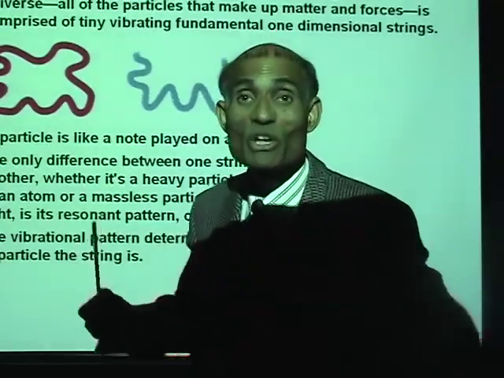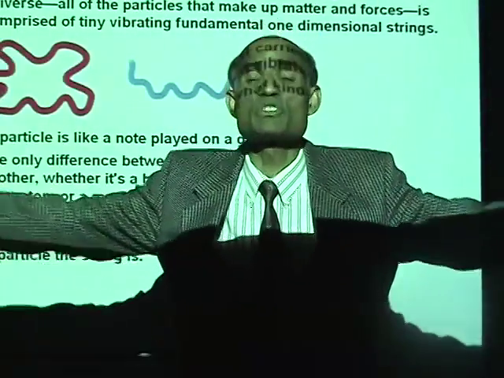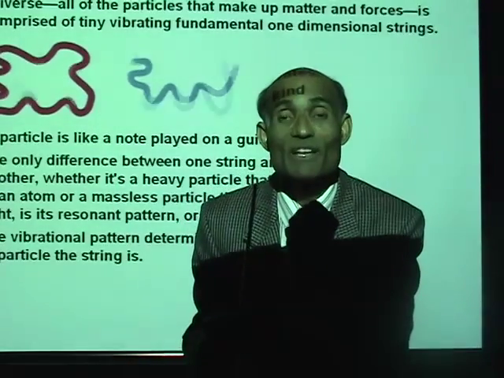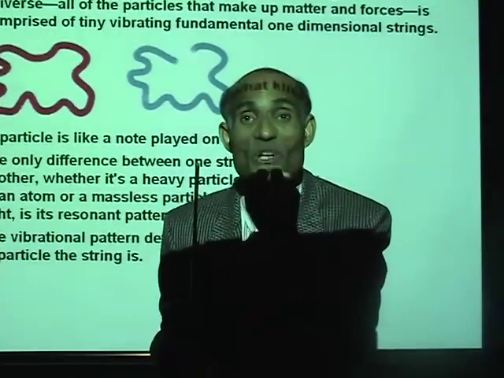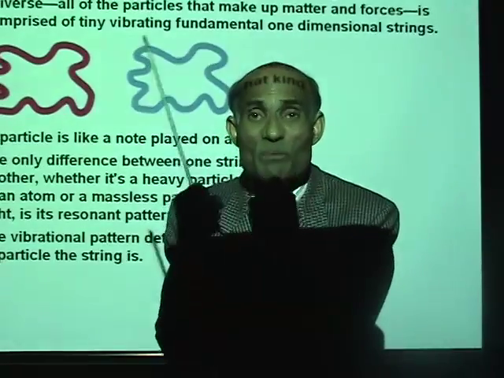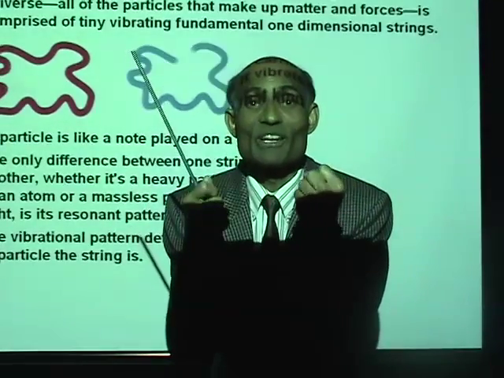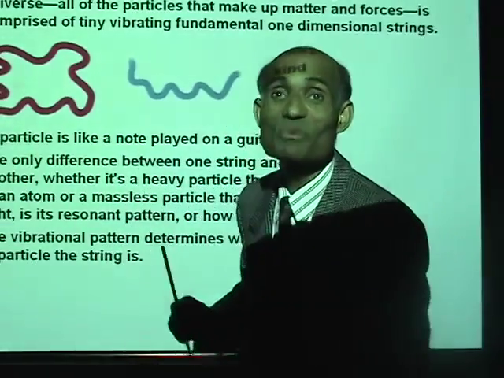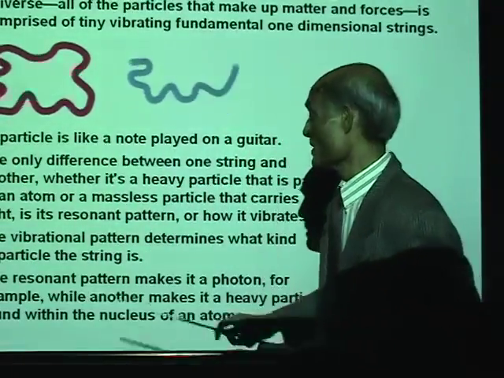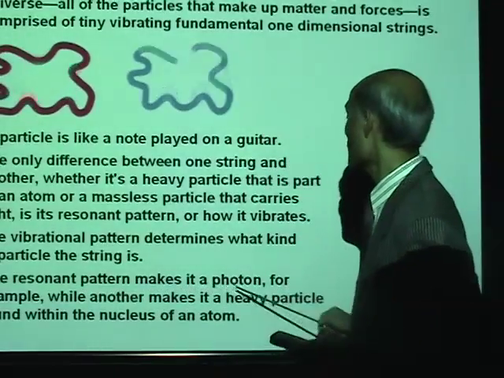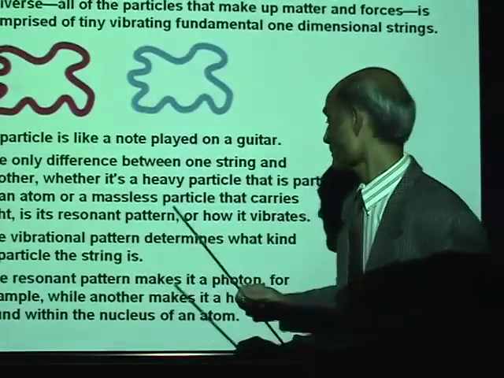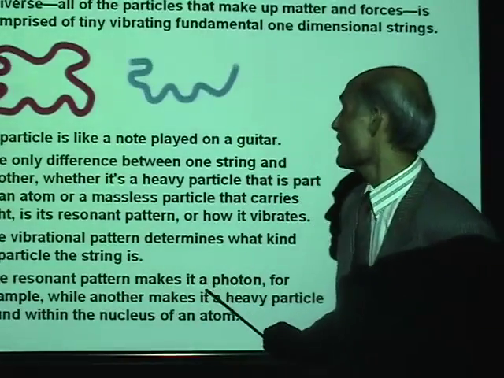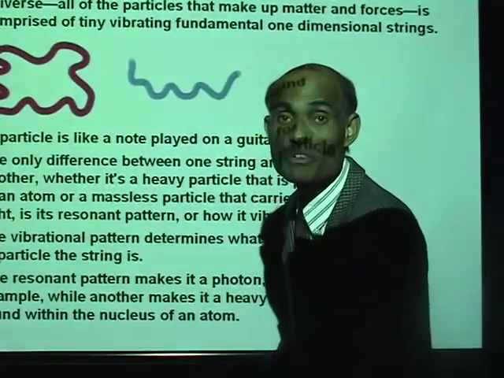So basically everything that the universe is made of is fundamentally those basic fundamental strings. The vibrations of those strings are basically responsible for everything that we see in the universe. Now, one resonant pattern makes it a photon, for example, while another makes it a heavy particle found within the nucleus.